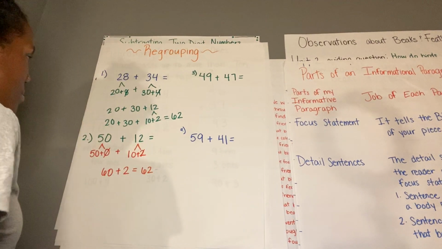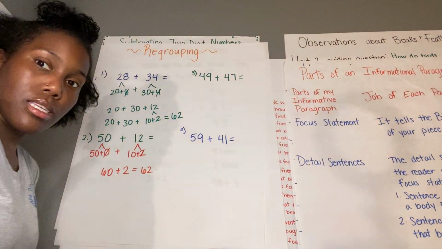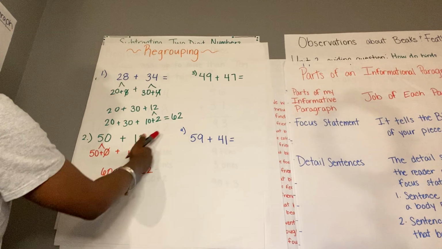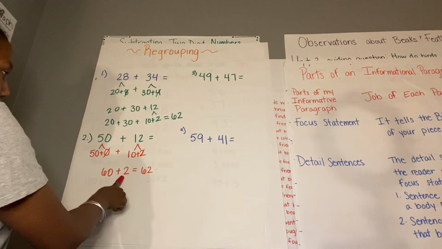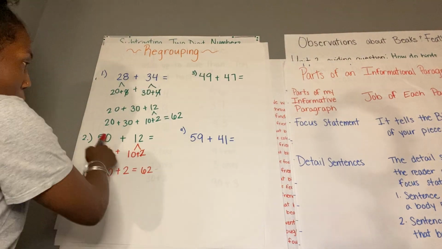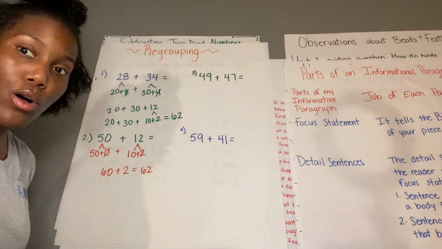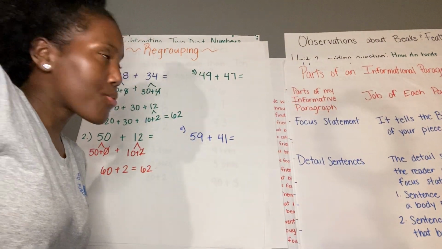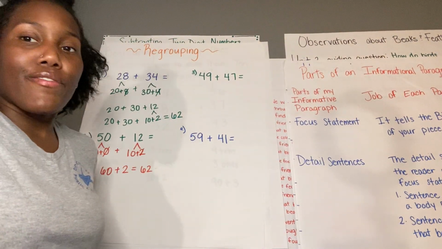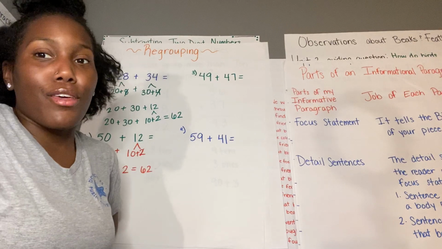62. And the great thing about this is, if I were to do my answer 62, this would be the same way to break it down into expanded form. 60 plus 2 equals 62. But 50 plus 12 also equals 62. I know you guys are still like, hold on, Miss Carter, you're moving too fast. So we're going to try another one, okay?